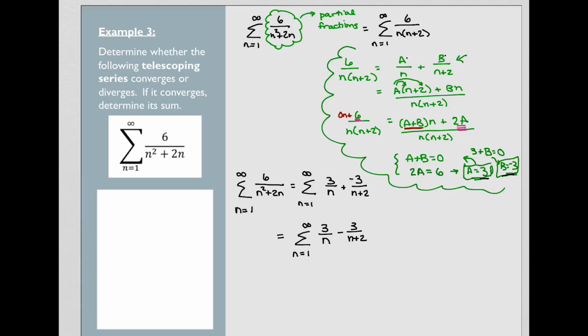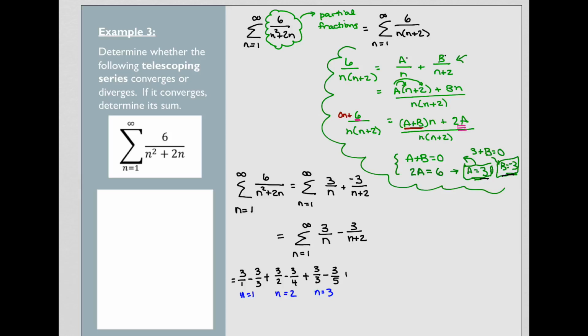So now I'm set up in a situation where I can start listing out the terms of this telescoping series. I'm going to list out my first term, my second term, and my third term, and I'm going to see what happens. So when n is 1, I have 3 over 1 minus 3 over 3. That's my first term. When n is 2, I have 3 over 2 minus 3 over 4. That's my second term. When n is 3, I have 3 over 3 minus 3 over 5.